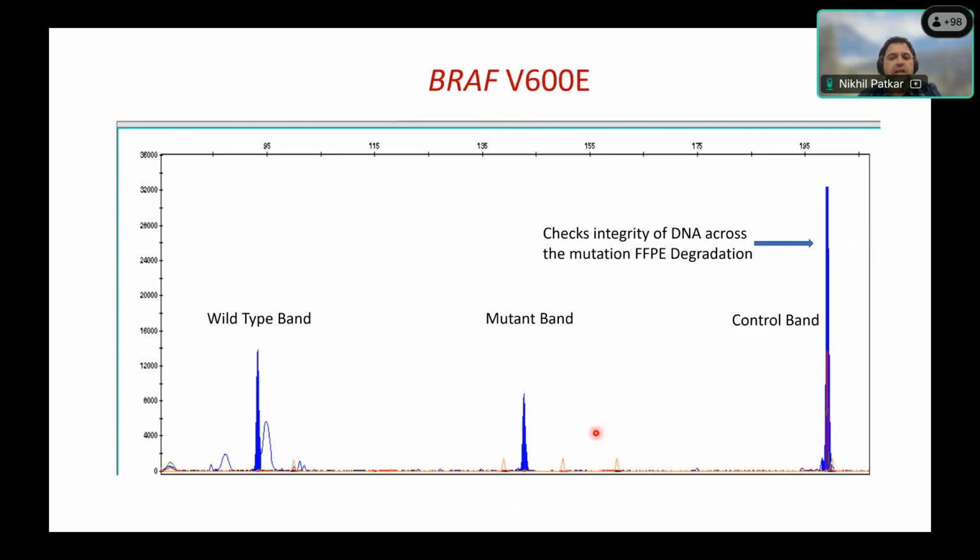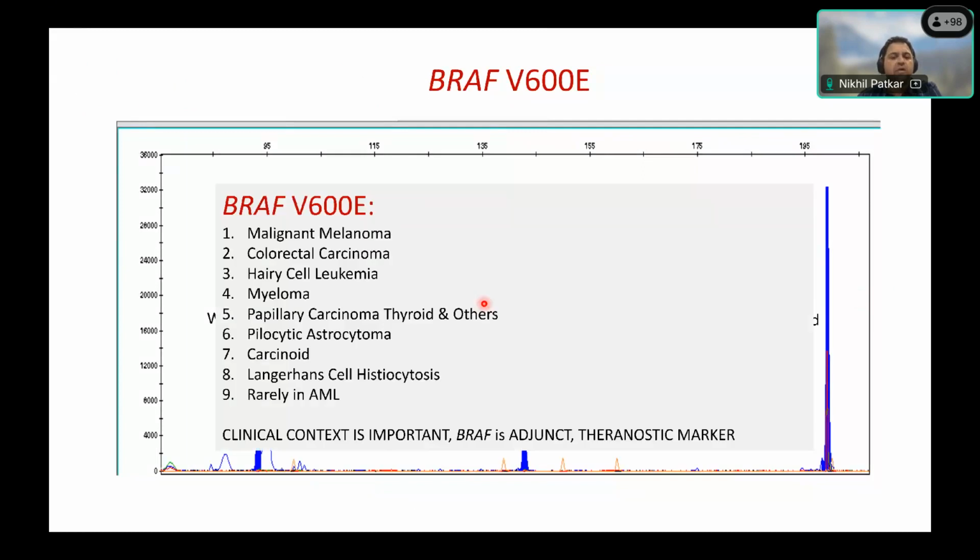So this is detected by a technique known as allele specific fragment length analysis, where you have a wild type band, a control band, as well as a mutant specific band. Now, you must understand that this BRAF V600E is not just specific for hairy cell leukemia. It was also detected in conditions like melanoma, colorectal carcinoma, myeloma, papillary carcinoma of thyroid, pilocytic astrocytoma, and rarely even in AML.